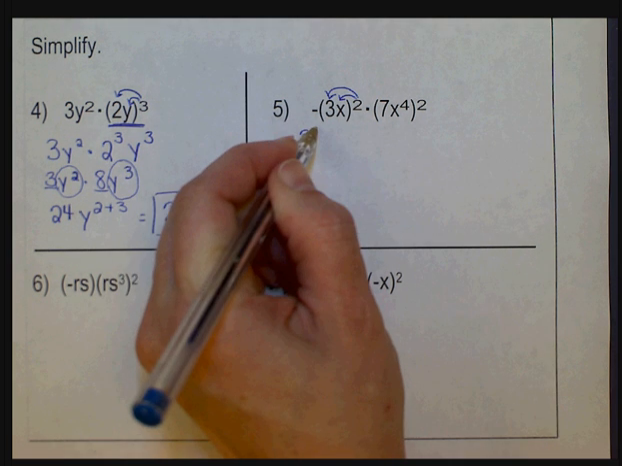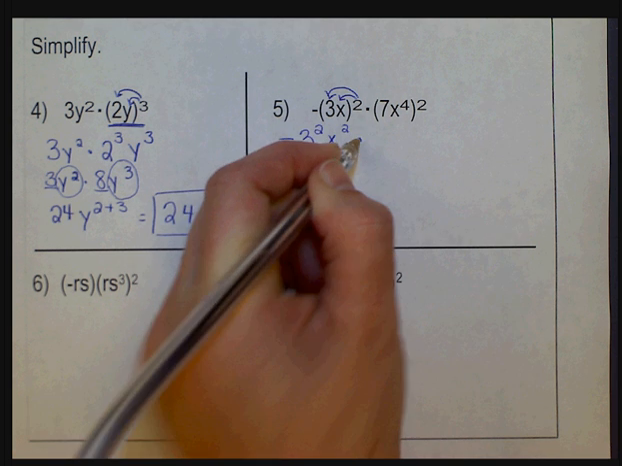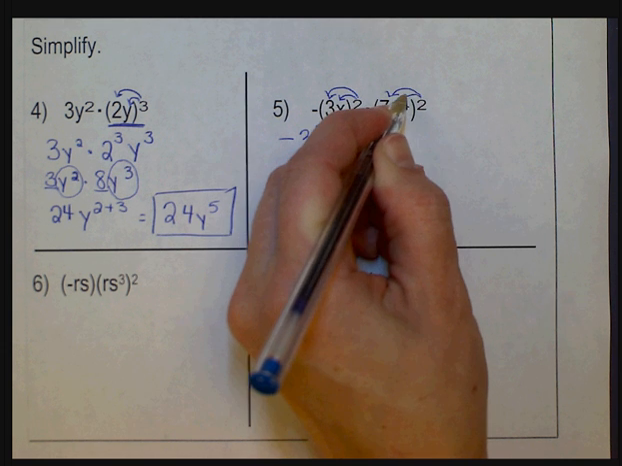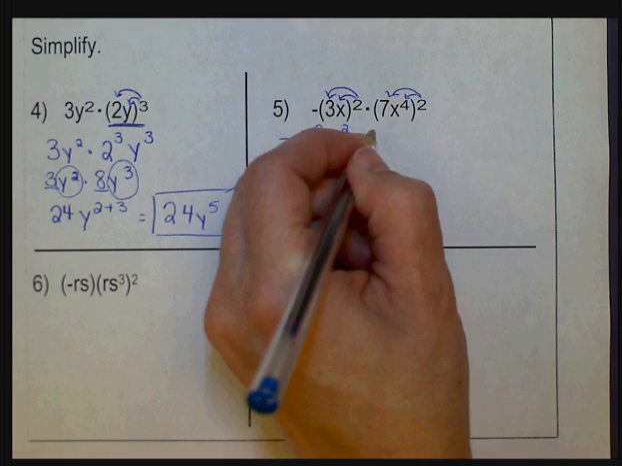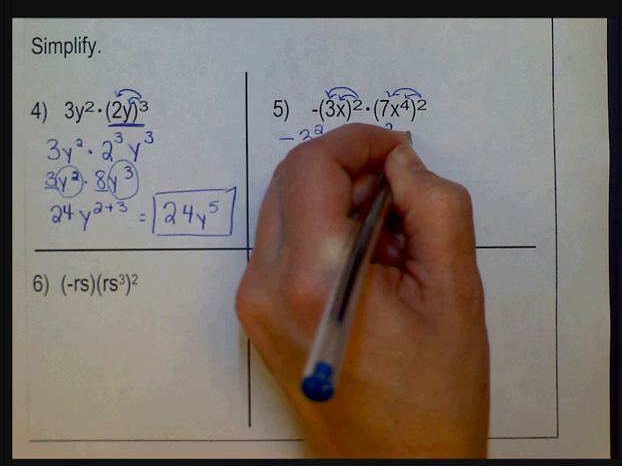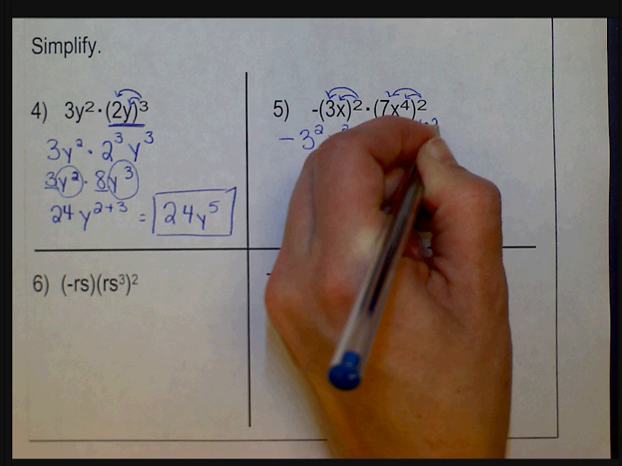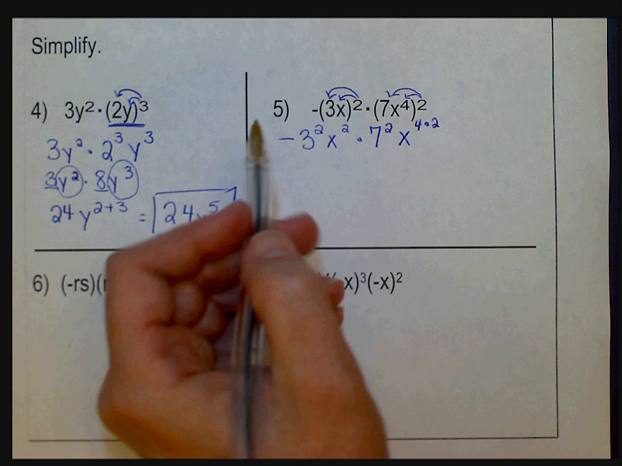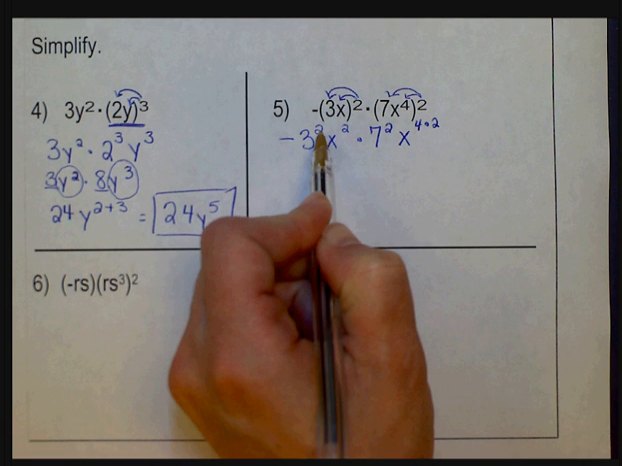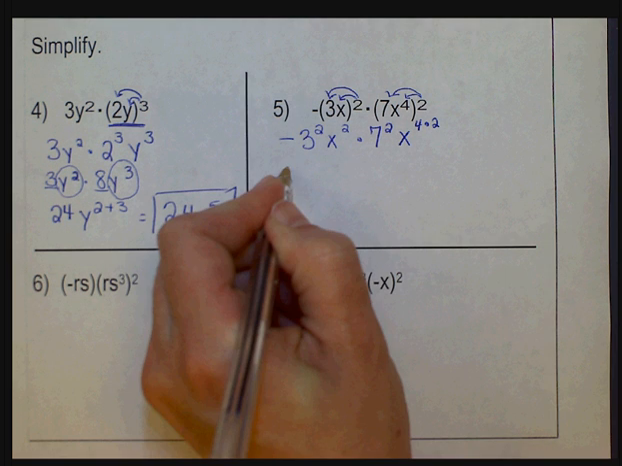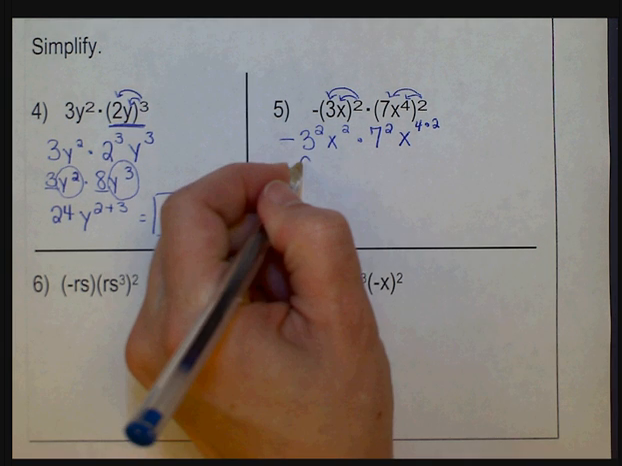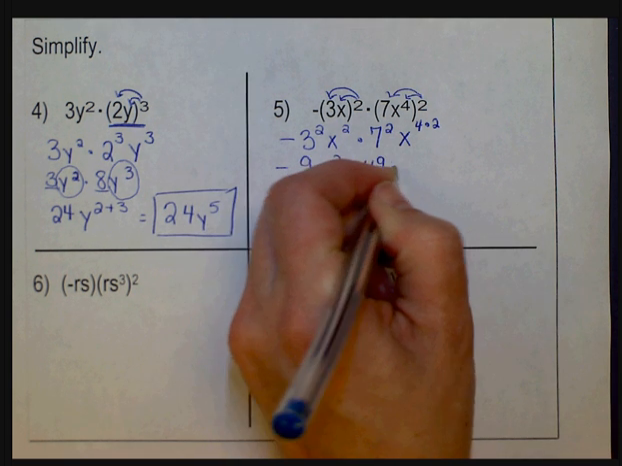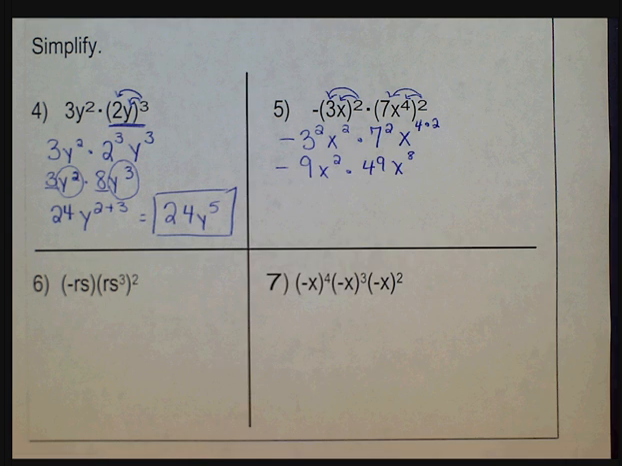Now I have 3 squared times x squared. Same thing with the square in this part of the term. I have to hand the square to the 7 and to the x to the 4th. So this becomes 7 squared times x to the 4 times 2, because when I have a power raised to a power, I multiply them. So I'm going to simplify. Remember, this negative is not squared, it's just 3 squared because the square is only touching the 3. So the negative hangs out in front. 3 times 3 is 9, x squared, and 7 times 7 is 49, x to the 4 times 2 is 8.